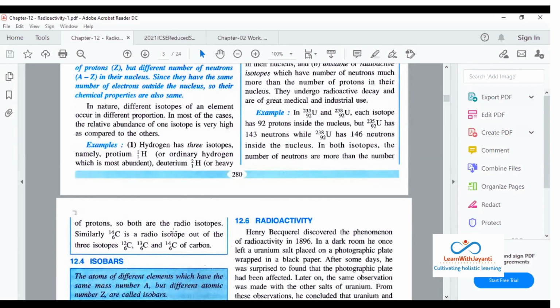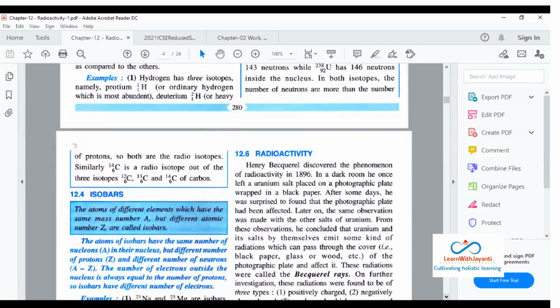Okay. Now similarly, if I see carbon, the 14 one is also a radioisotope out of the 3 isotopes, 12, 13 and 14. Okay. So in case of uranium, 235 and 238 are both radioisotopes, and we also have carbon-14, that is also a radioisotope.